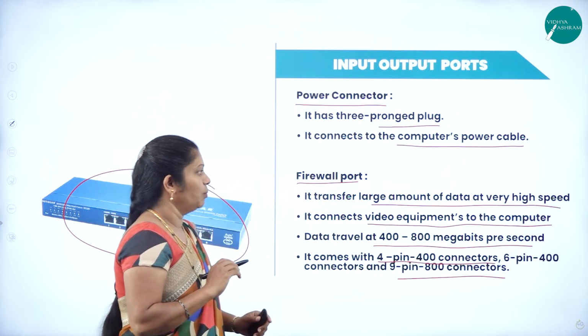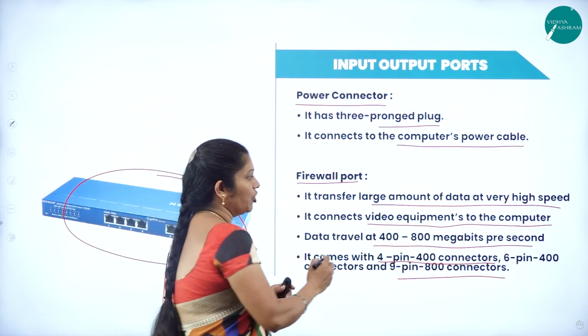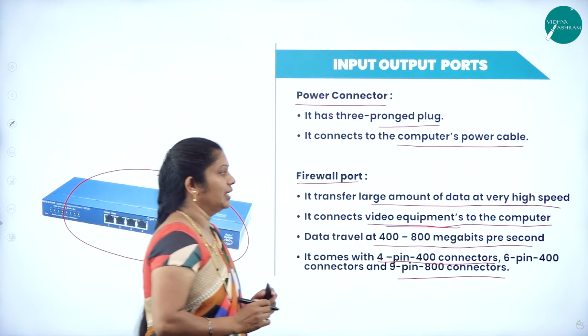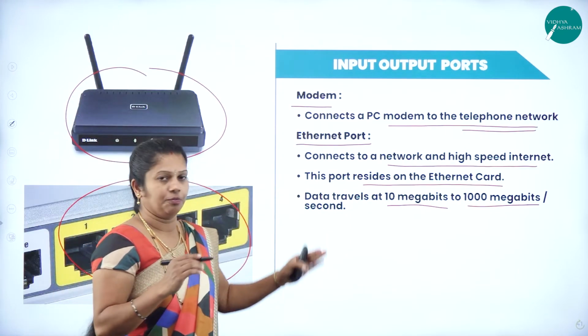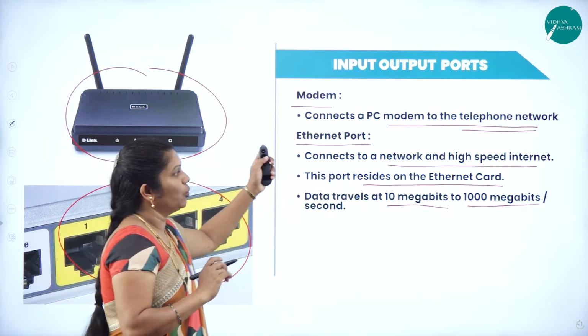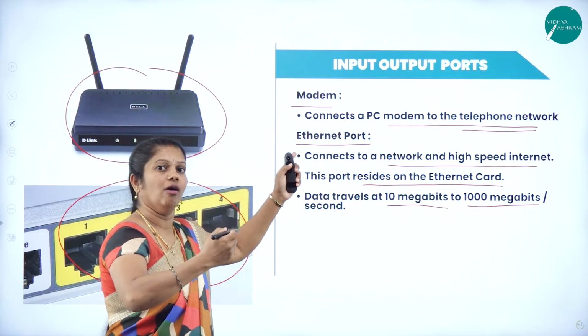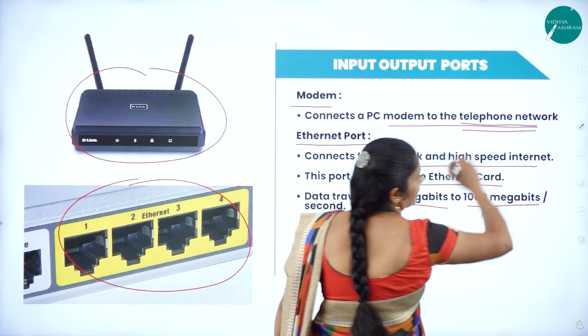Then the firewall port, it can transfer a large amount of data. It connects video equipment, especially it is used to connect video equipment. Next one, modem as well as Ethernet port, both are used to connect the internet to your system, whereas with the modem, the power supply or the data will transfer with the help of the telephone network line.